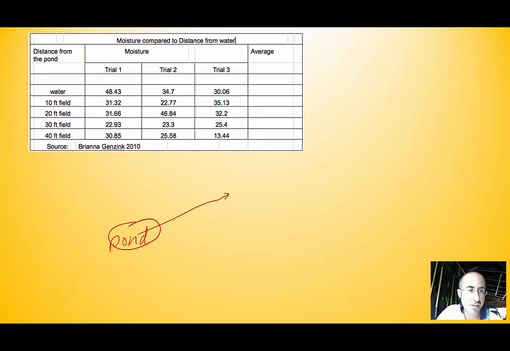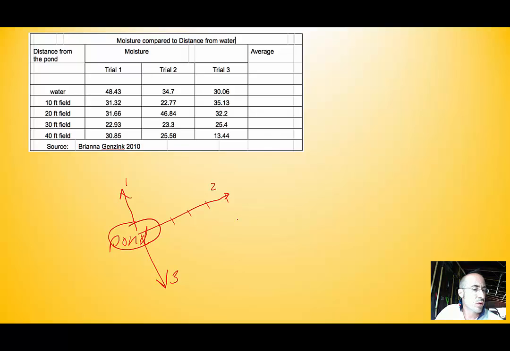And then what they had was at 10 feet, 20 feet, 30 feet, and 40 feet. And they might have done this in different radii from the pond. Okay, maybe those are our 3 trials. Maybe that's trial 1, trial 2, and maybe that's trial 3. And what they did was they sunk a probe in to a certain depth, the same depth every time. And by doing that, they were able to measure the moisture levels in the soil.